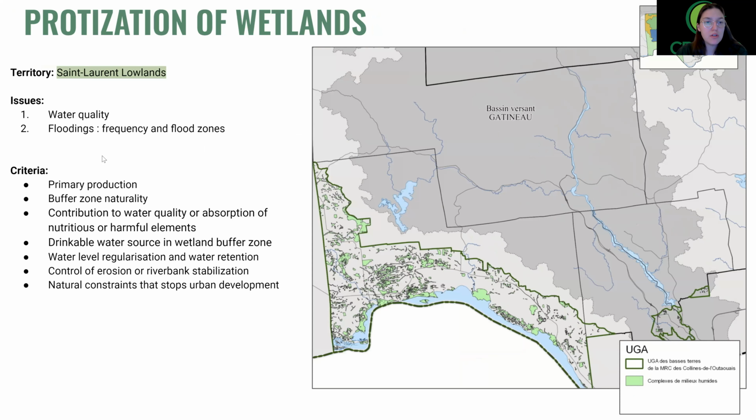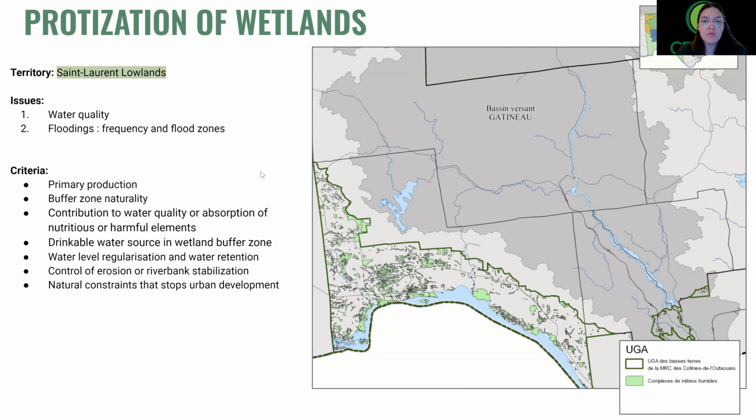There's the primary production, the buffer zone naturality, the contribution to water quality or absorption of nutrients or harmful elements, the drinkable water source in the wetland buffer zone, the water level regularization and water retention, and also the control of erosion, riverbank stabilization, and natural constraint that stops urban development.